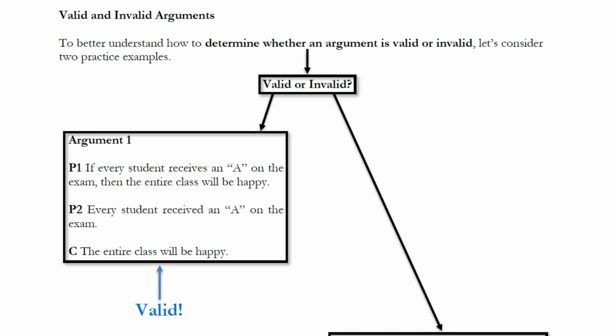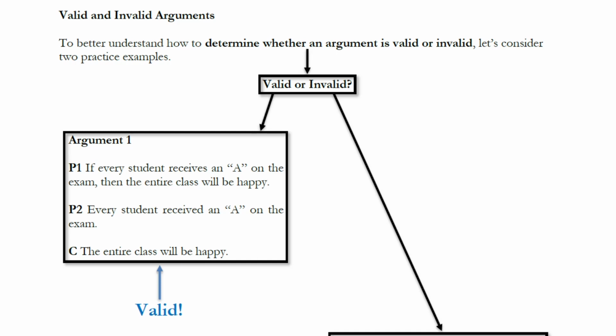When answering this question, the first step is simply to assume that all the premises are true. That is, we assume that getting an A on the exam would be enough to make the entire class happy. We also assume that all the students in the class received an A on the exam.